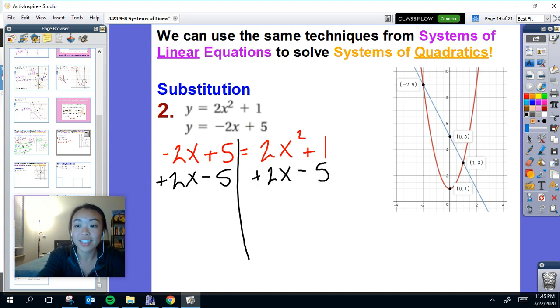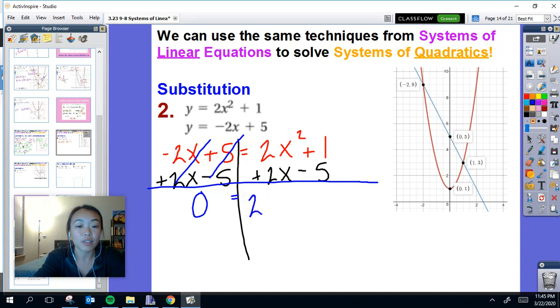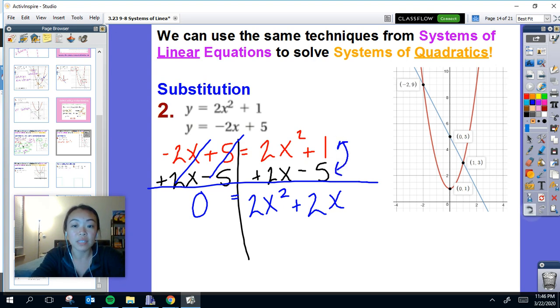When I do that, these cancel, so I'm successful in getting it equal to 0. And then I have 2x squared. I have plus 2x, and these are what can combine, these two right here. 1 minus 5 is negative 4. All right, when I do this, this is a quadratic and it can be factored.